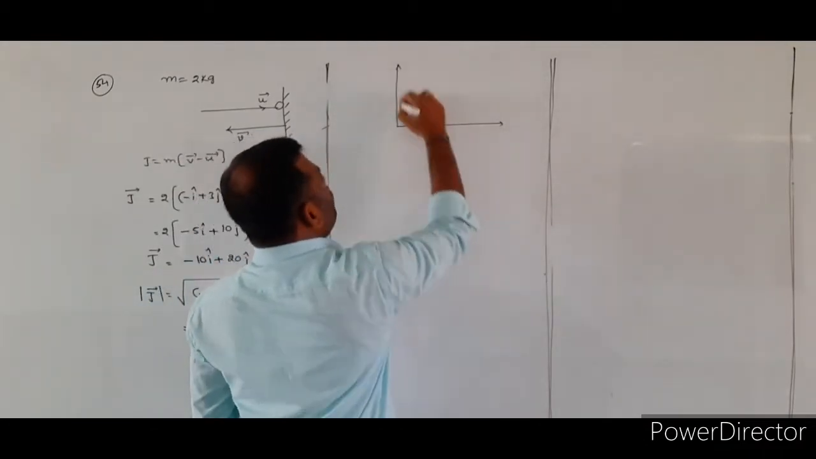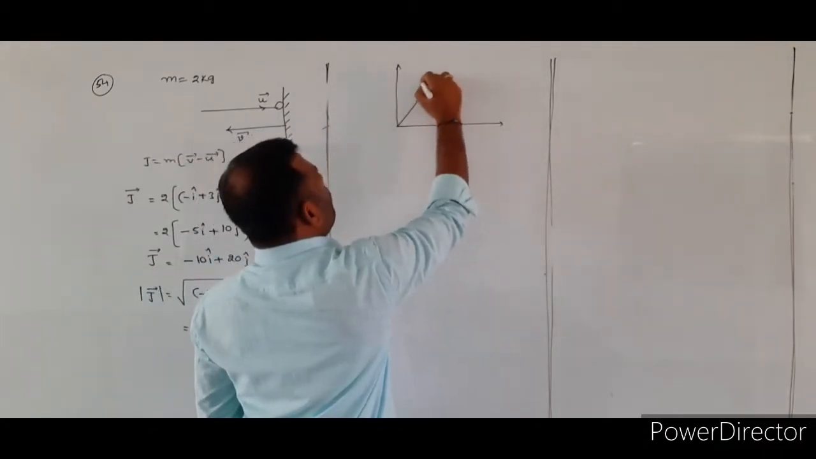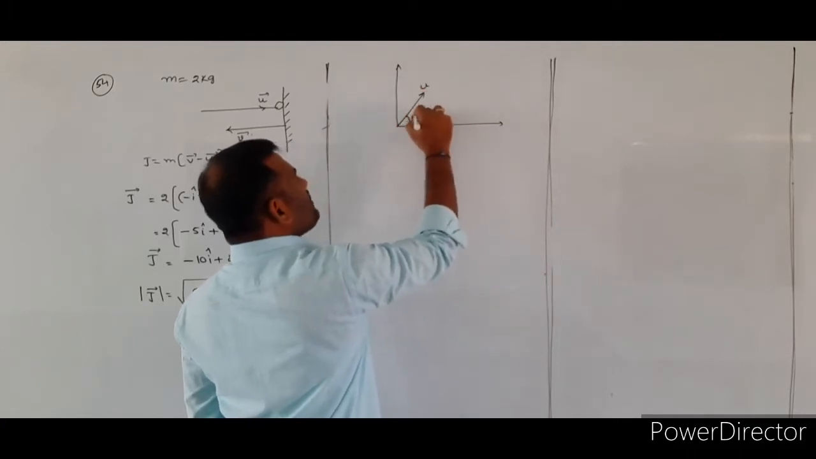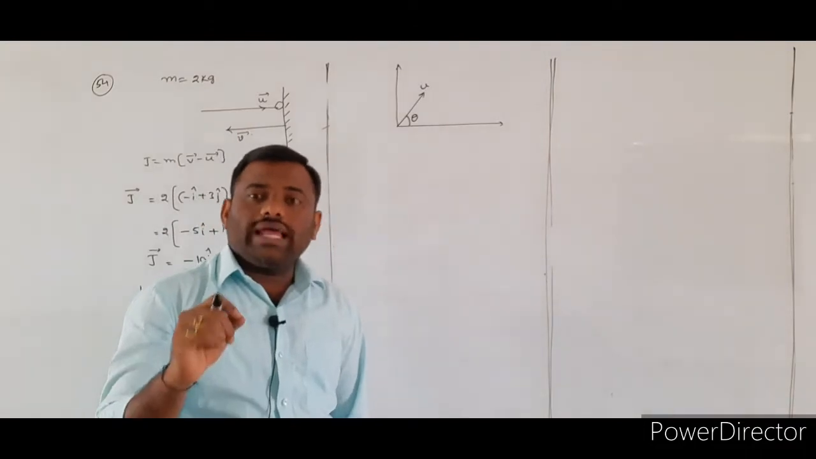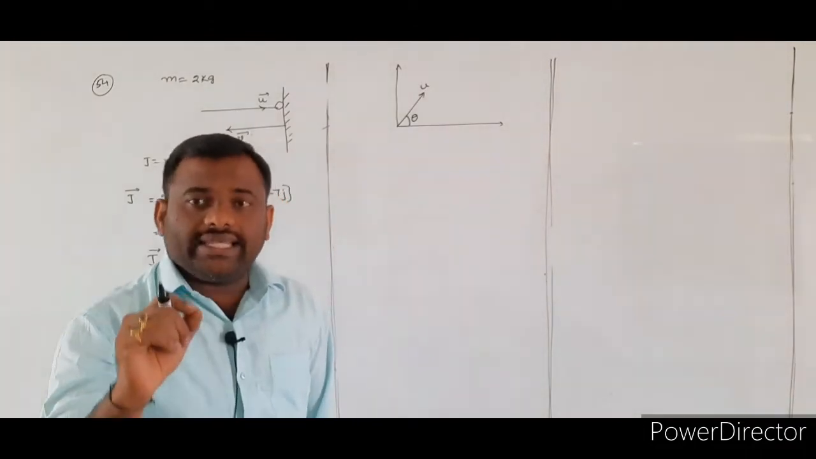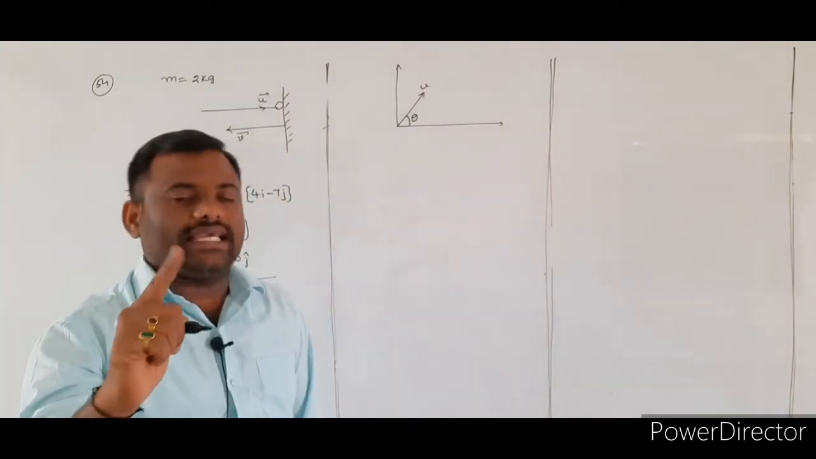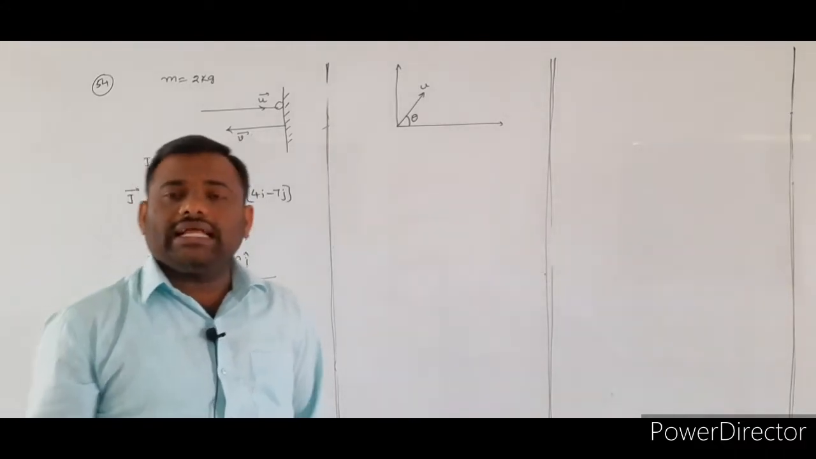In this projectile motion, a body is thrown with initial velocity u, making an angle theta with respect to the horizontal. What value are they asking? They are asking the change in momentum value after t seconds.